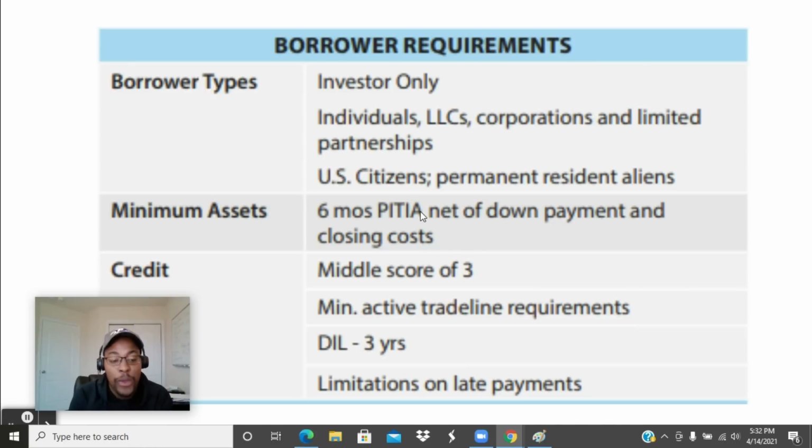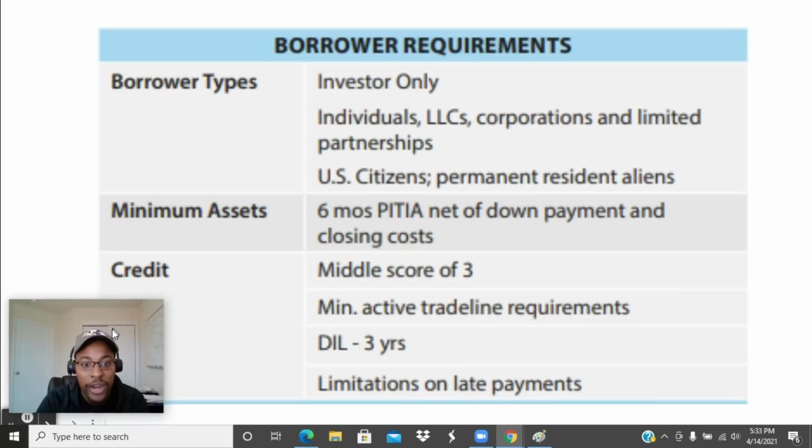So they want to see, okay, you have at least 6 months of reserves. As we went over in the other slide, the PITIA, which is the principal, interest, taxes, insurance, and association, they want to see you have 6 months of mortgage payments basically stacked up in order to bless the loan. So they want to make sure you don't just go broke right after they give you the loan.